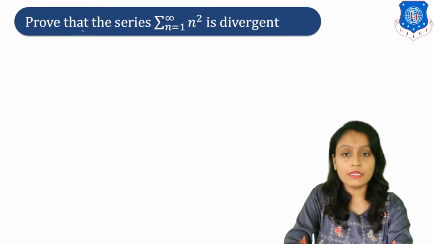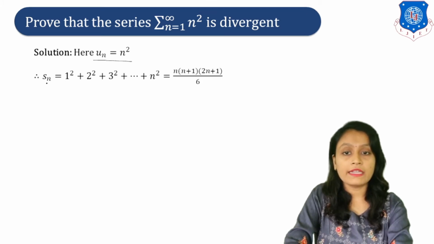Next, let's begin with an example. Here we have to prove that the series n square is divergent. So let's begin with the solution. Here un is given, that is n square. So first we will find Sn, the partial sum of the first n terms: 1 square plus 2 square plus 3 square plus up to n square. Now we know this summation as n into n plus 1 into 2n plus 1 upon 6.